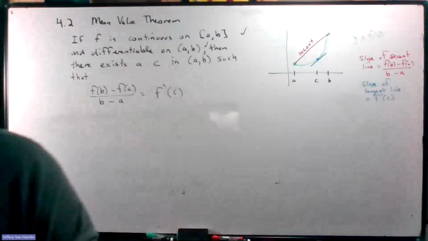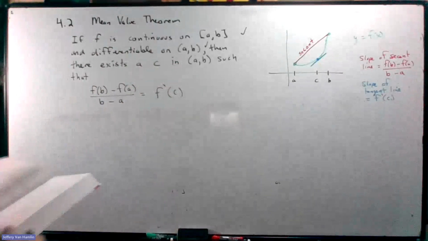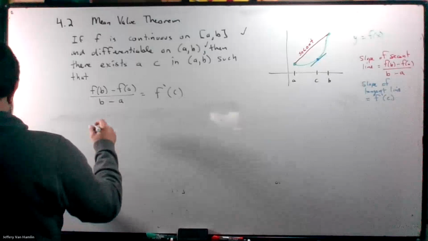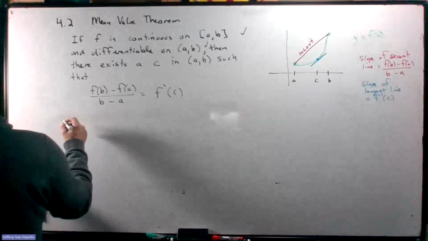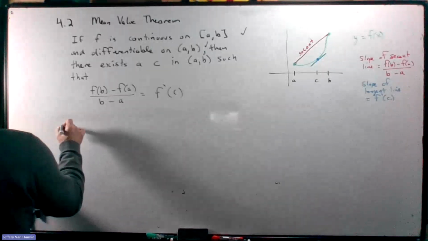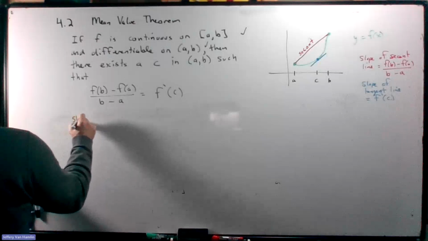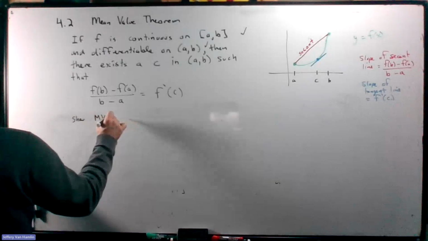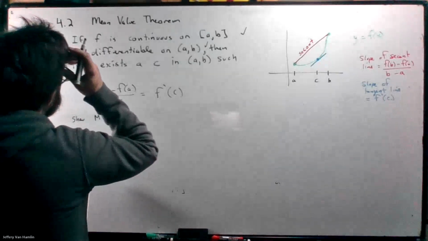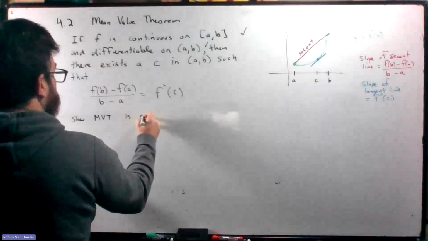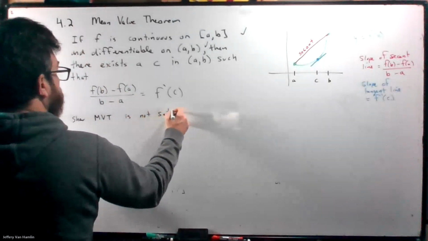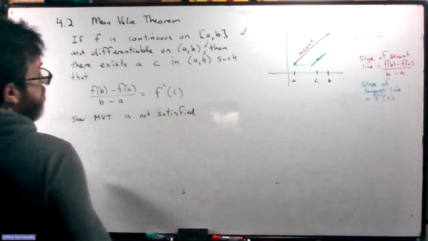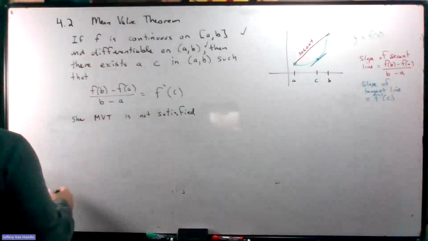So let's do a piecewise function, because I know it's going to fail here. Say this is number 11 in this particular book. Show the mean value theorem is not satisfied. At least the conditions, I mean, these two conditions are not satisfied.